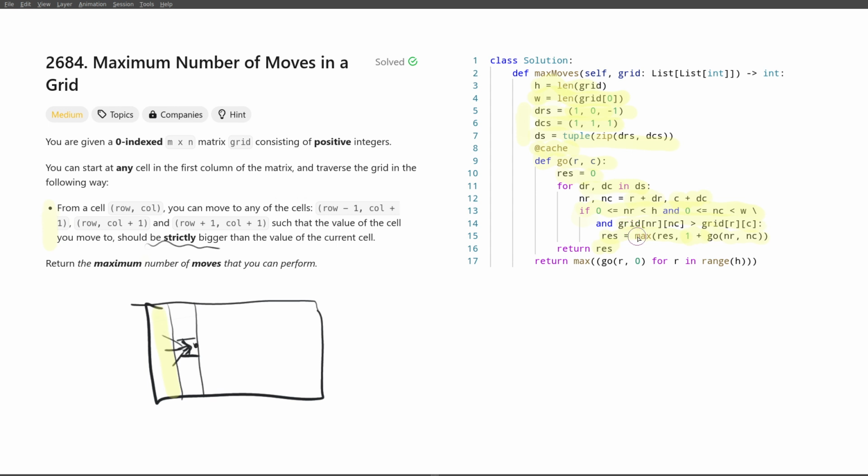Since we can start at any position in the first column, we just take the maximum over the result calculated for every position in the first column, and that is simply the result. So this is a generator expression that will calculate the result for everything in the first column. This works because the order for every cell to any given neighboring cell is defined. So the order of calculations is correct when we do it like this.